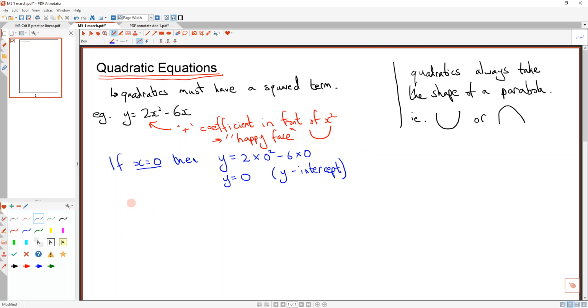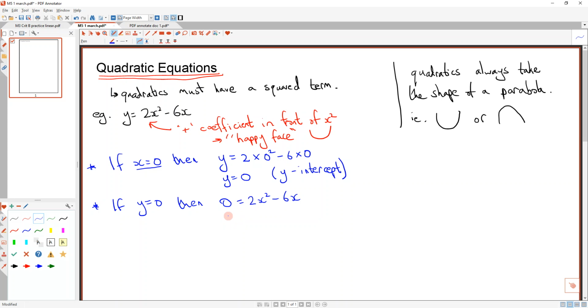So that's our y-intercept. What other intercepts should we work out? The x-intercepts. So how do we work out the x-intercepts? If y is equal to 0, then I end up with 0 is equal to 2x squared minus 6x. Now, how do I go about solving this for x? You factorize. Are you always able to factorize? No. If you can't factorize, you use the quadratic formula.